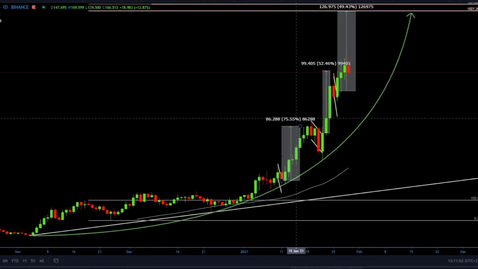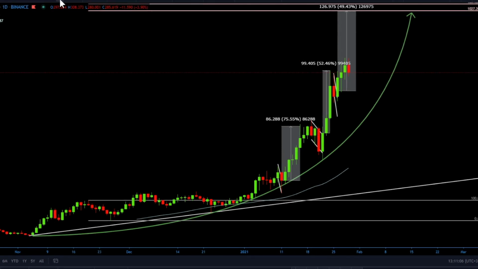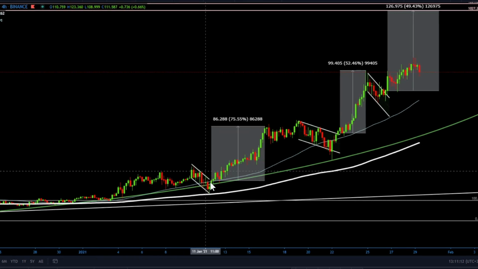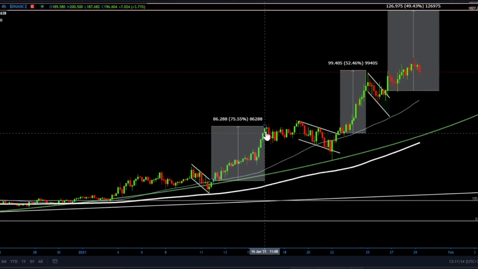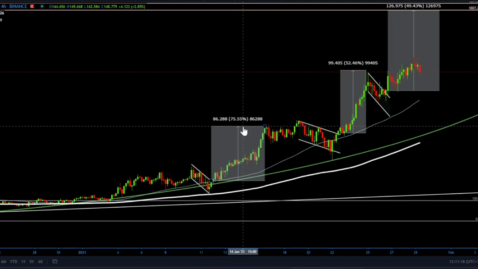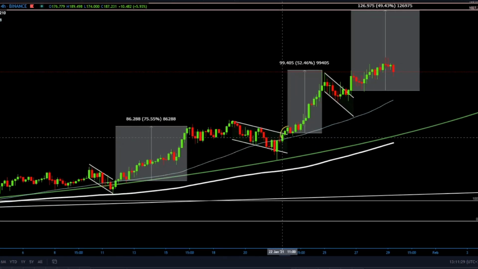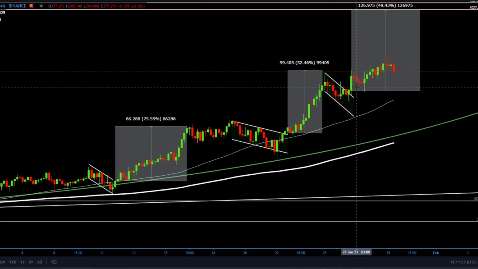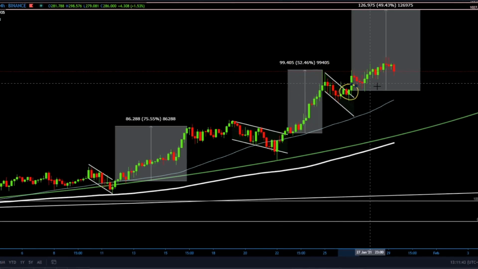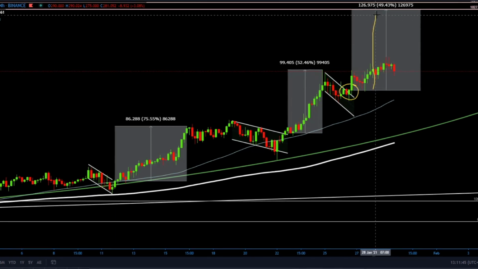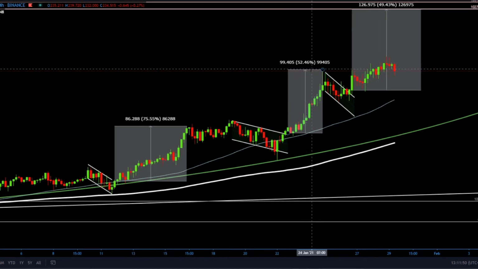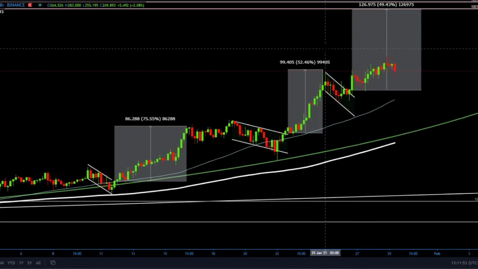Well, I have taken the calculation based on the breakout of the bullish flag pattern. So we have several bullish flag patterns here. First breakout, and then we had a growth of 75.5%. Then another bullish flag got broken and we had a growth of 52%. And finally, we had another bullish flag breakout, and maybe this time we will have yet another move to the upside. So strong move. So 75%, 50%. Well, this time it could be anywhere from 50 to 30%.